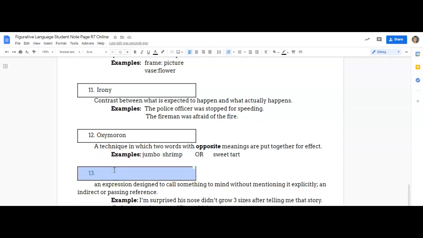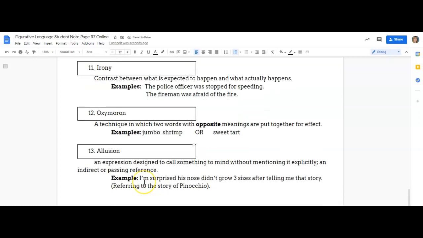And number 13 is an allusion. Not illusion, allusion, A-L-L-U-S-I-O-N. This is an expression designed to call something to mind without mentioning it explicitly, an indirect or passing reference. So if I said to you, I'm surprised his nose didn't grow 3 sizes after telling me that story, I am alluding to the story of Pinocchio, where we all know when somebody lies, his nose grew. So I am alluding to the fact that he was lying without actually having to say it, because we all know the story of Pinocchio.